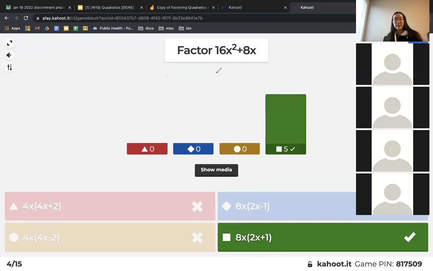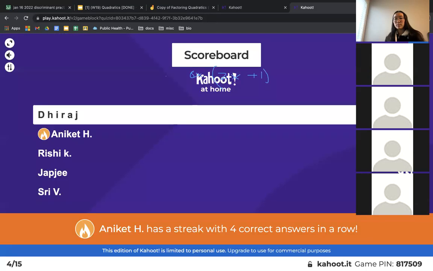And so if you take 8x out, then 16x squared divided by 8x, you're left with 2x. 8x divided by 8x is plus 1. And obviously this one's not right because it has a negative, and there's no negative in the start. Good job.